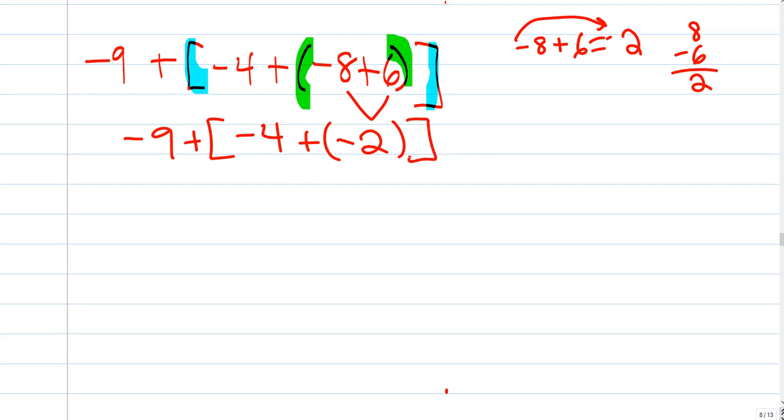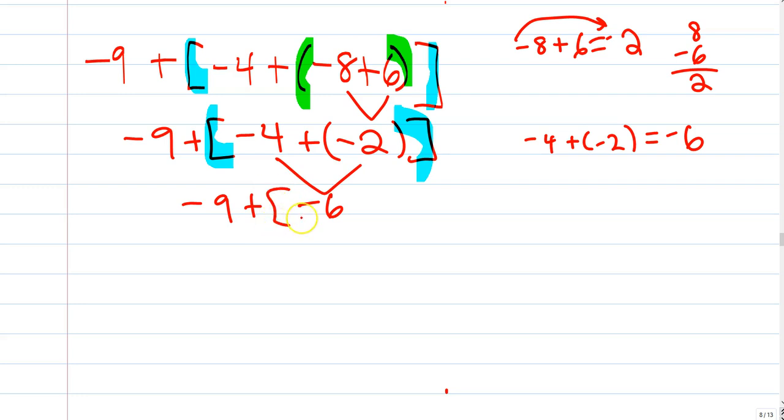What can I do now? Well, now we're kind of done with that set of parentheses. So we still got to work with what's inside these parentheses. -4 plus -2. Same sign. If I owe you 4 and I owe you 2, I don't all of a sudden owe you 2, right? They combine. Same sign, combine to make -6. And last but not least, -9 plus -6, same sign, combine to make -15.